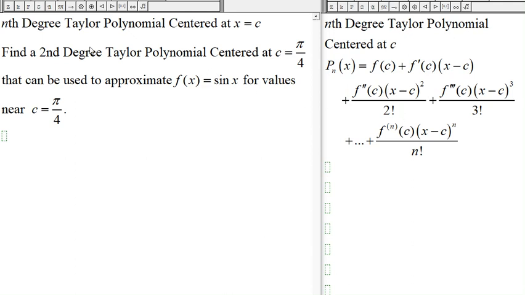And so if we want to find a second degree polynomial, then we would need to find a polynomial up to the second derivative. So if we want to find a third degree polynomial, then we will need to go to the third derivative and so on. And since here we just want to find a second degree Taylor polynomial, then what we need to find is this.